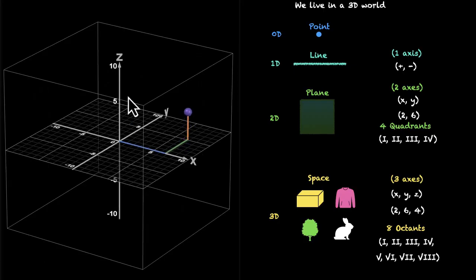We go up along the z-axis. This is our first octant. Now let's stay on the ground floor. Let's start moving. When we have our x negative, this room is our second octant. When we have both x and y negative but z positive, this is our third room, or third octant.